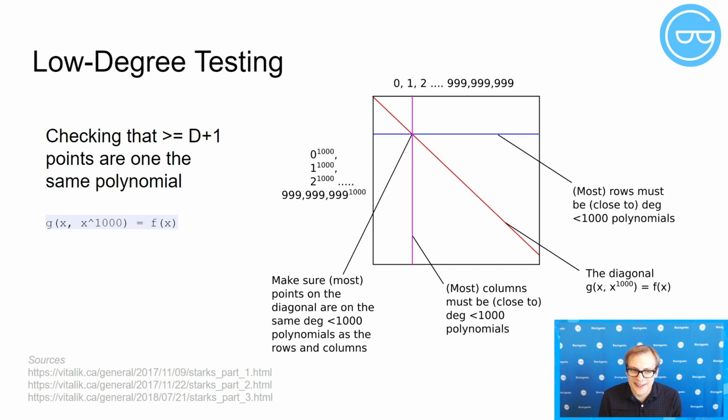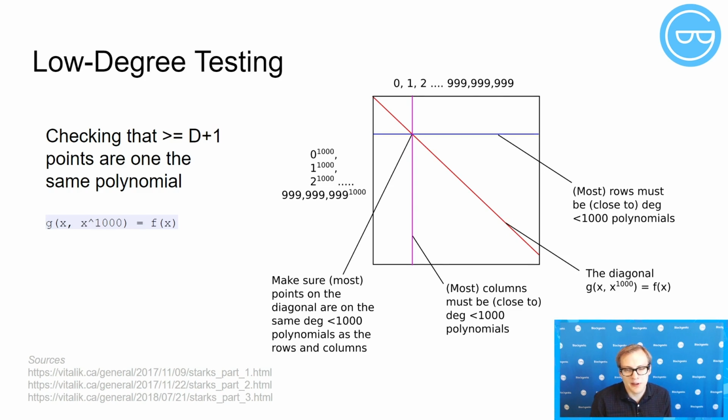In order to check this polynomial is the appropriate degree, we're going to define another polynomial, g of x comma y, in such a way that if y is equal to x to the 1000, then g of x comma y, which is g of x comma x to the 1000, is actually equal to our original function f of x.